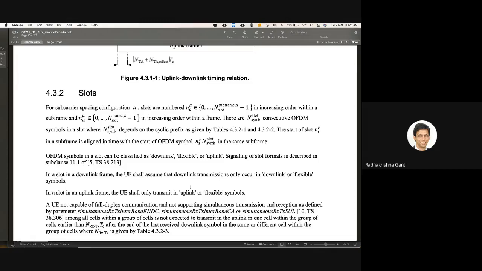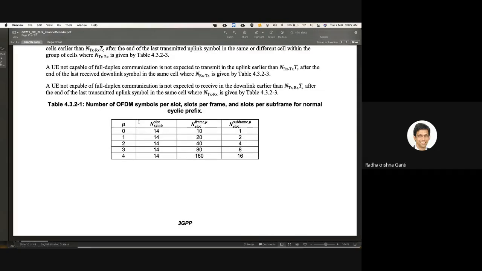Next comes the slot. For a given subcarrier spacing mu, slots are numbered from 0 to number of slots per subframe, in increasing order within a subframe. Remember, a subframe is 1 millisecond. Slots are also numbered in a frame, given by NSF. So there are slots in a frame and slots in a subframe. There are N symbol per slot consecutive OFDM symbols in a slot, where N symbol per slot depends on the cyclic prefix as given in tables 4.3.2-1 and 4.3.2-2. It turns out that for all subcarrier spacings, each slot has only 14 OFDM symbols. Always there are 14 OFDM symbols per slot.